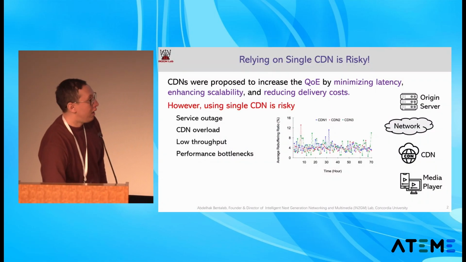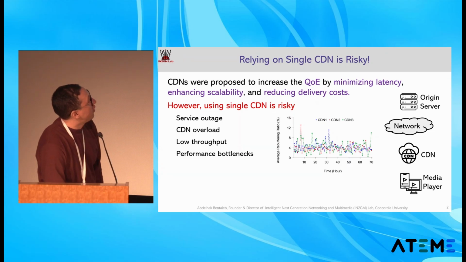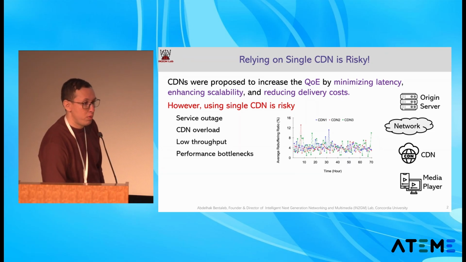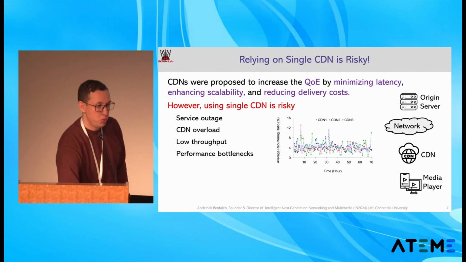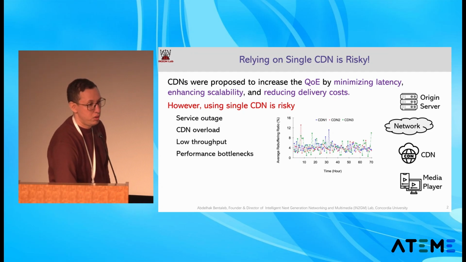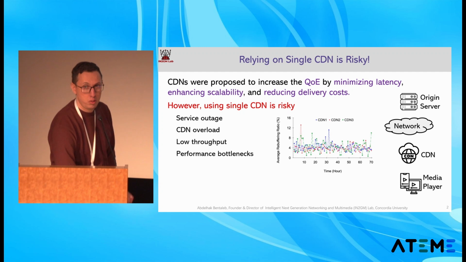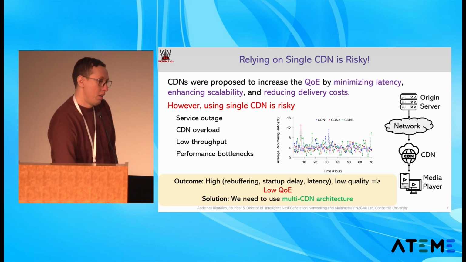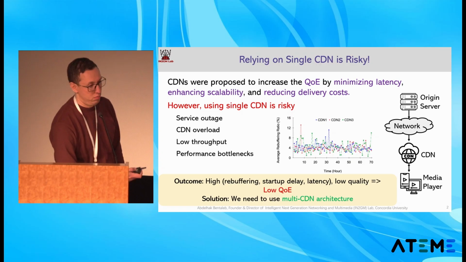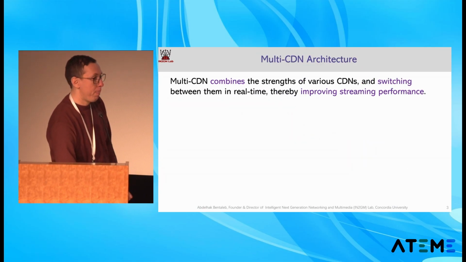As you know, we bring the content near to the user thanks to the CDN, and that helps us to improve the quality of experience, minimize the latency, as well as increase the scalability. However, using a single CDN has a lot of issues. For example, if you have a service outage or CDN overload, then that will be very detrimental for the quality of experience, right? Therefore, the solution here is the multi-CDN architecture.